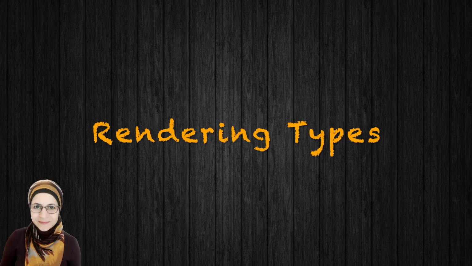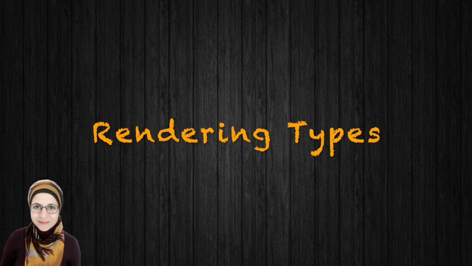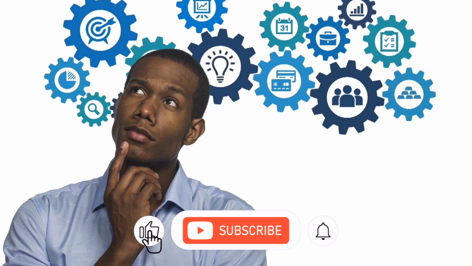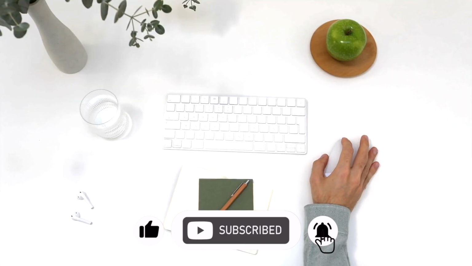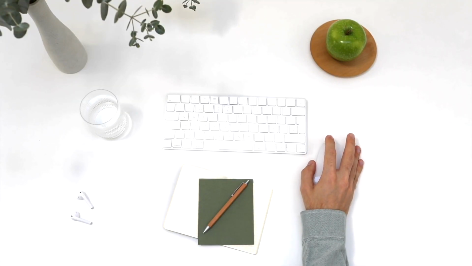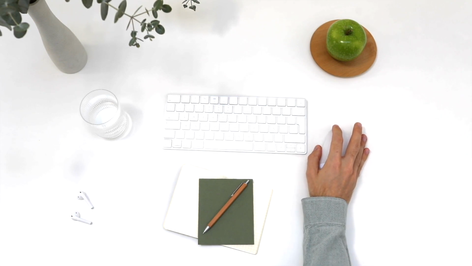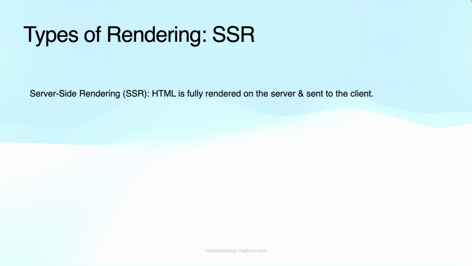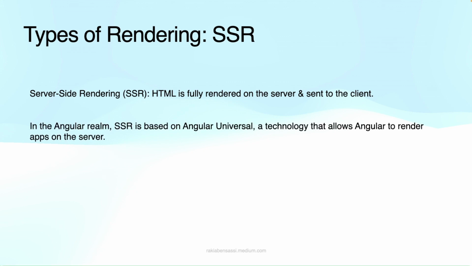So now that we have a better understanding of what rendering is, let's shift our focus to how this process can take place. Not all rendering is created equal, and different methods can have significant impacts on performance and user experience. First, we have server-side rendering, which means that the HTML is fully rendered on the server and sent to the client. In the Angular realm, SSR is based on Angular Universal, a technology that allows Angular to render apps on the server. By default, Angular renders apps only on the browser.